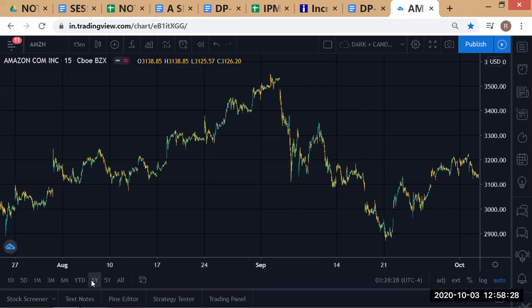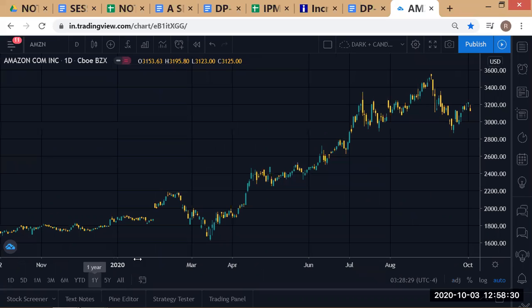Because when you look at the long-term trend, there is an uptrend. So you are not going against the long-term uptrend. You are buying actually, so you are going with the long-term uptrend. Are you following this? Yes, sir.